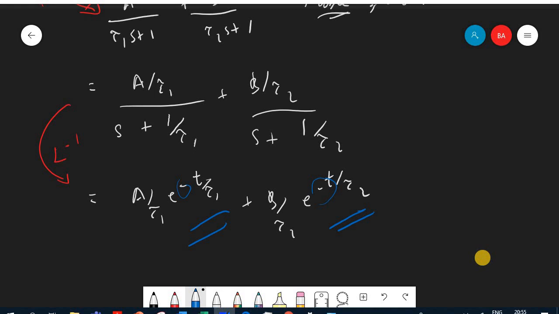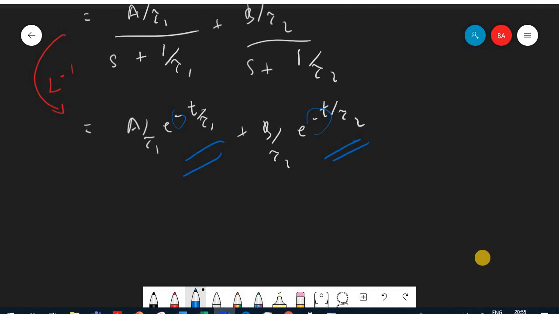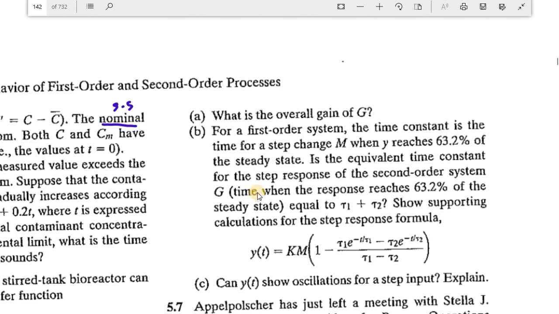Okay, so that is for 5.6, and now we can look at 5.7.